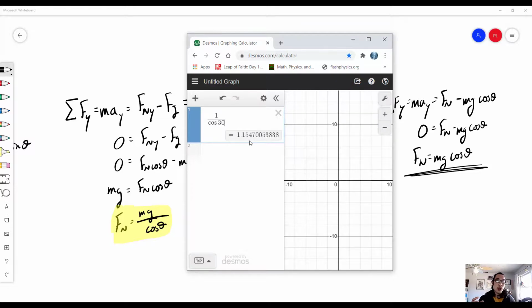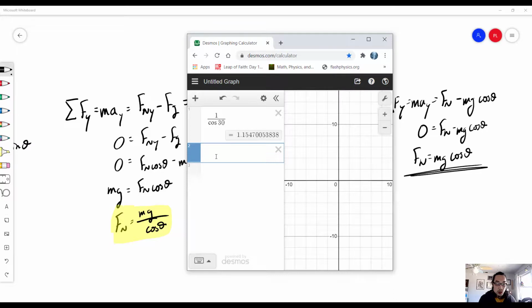So that means that the floor is pushing up more than the weight. And we can say that because the weight is 1, right? mg is 1 divided by cosine of theta, and that means the normal force is 1.15. So the floor is pushing up more than the actual weight of the object.